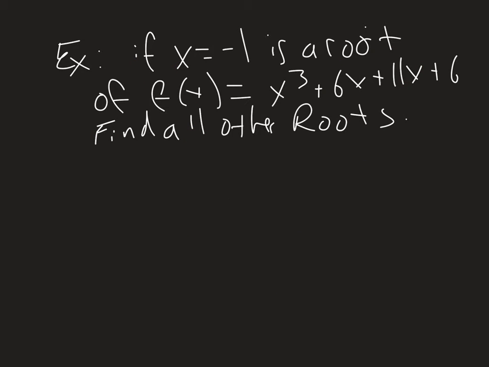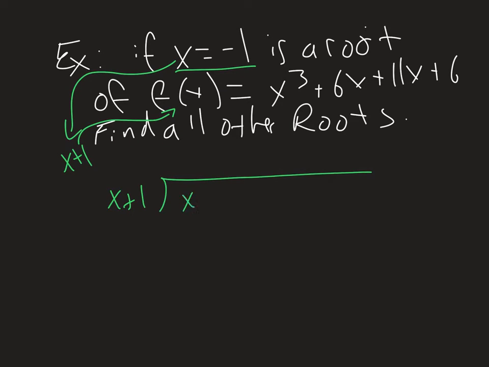Let's say we know that x equal to negative 1 is a root of f of x, where f of x is equal to x cubed plus 6x squared plus 11x plus 6, and we want to find all the other roots. Well, this x equal negative 1 being a root tells me x plus 1 goes evenly into f of x. So I'm going to do some long division now. So x plus 1 into x cubed plus 6x squared plus 11x plus 6.